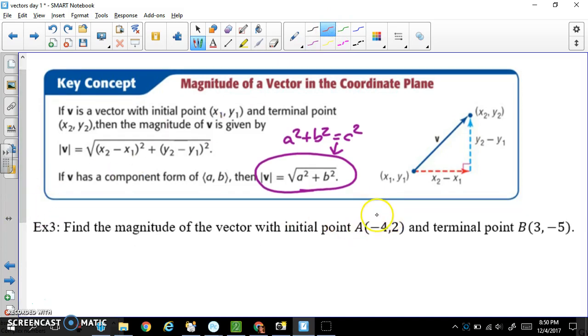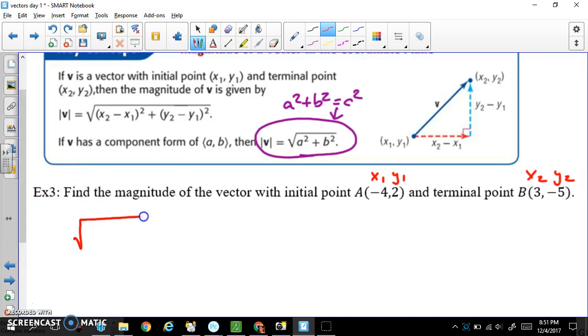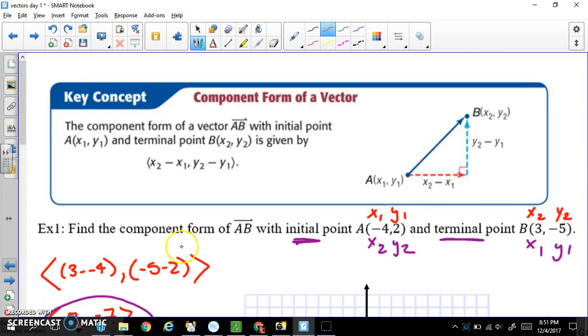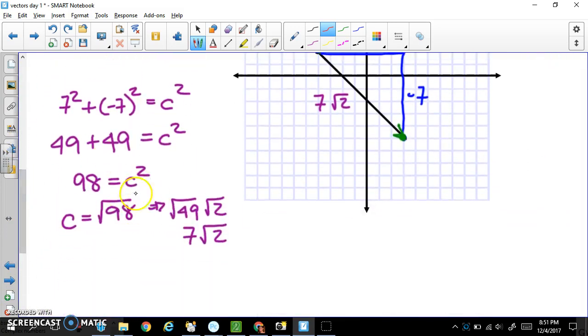So here I have initial point A, so again x1, y1, and terminal point B, x2, y2. And I'm going to go ahead and put it into this equation. It's the distance formula. So I'm going to do 3 minus negative 4 squared plus negative 5 minus 2 squared. So that gives me the square root of 3 minus negative 4, which is 7 squared. Negative 5 minus 2 is going to get me negative 7 squared. Hey, doesn't this look familiar? That looks just like what we just did right here.